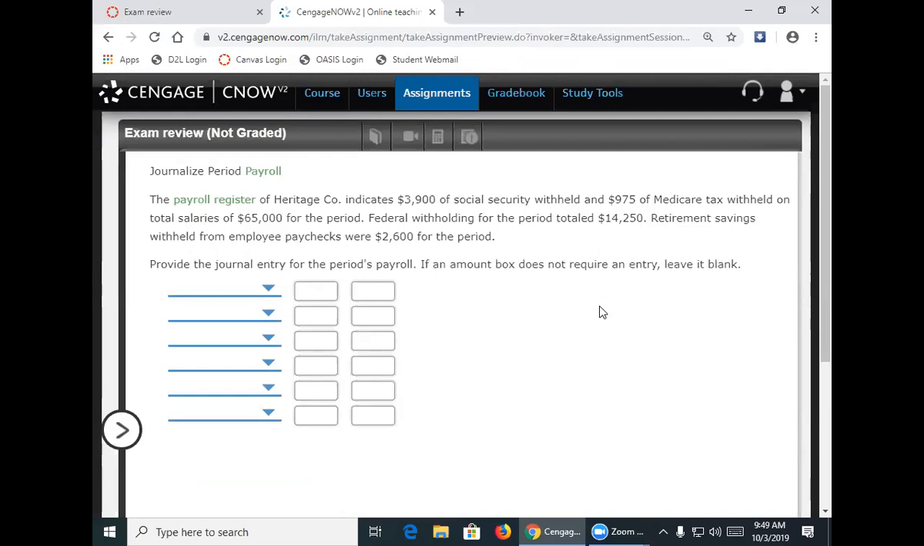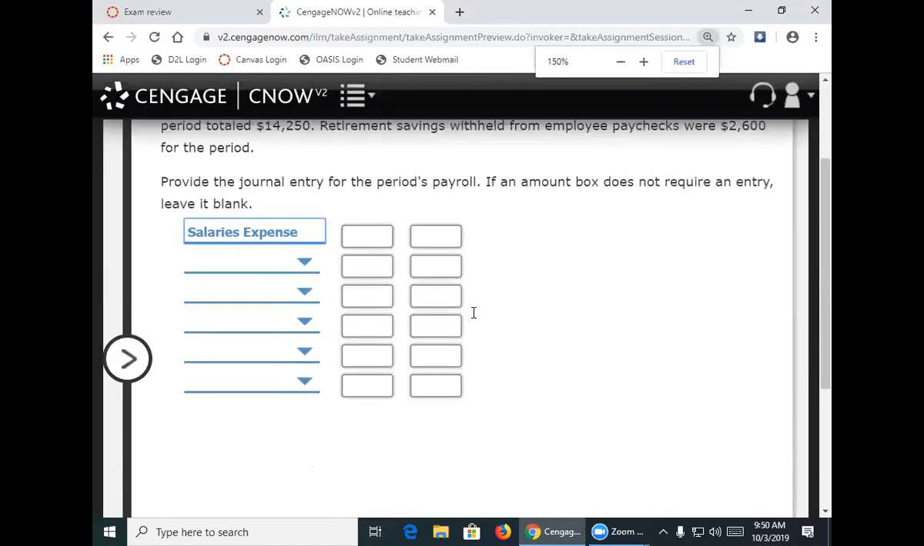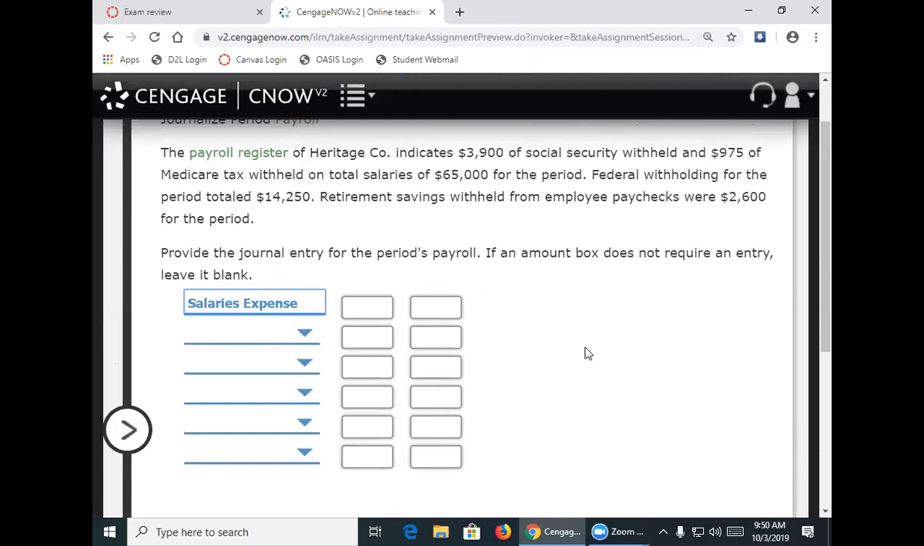When it tells you to journalize the period's payroll, are we journalizing the employee's pay or the payroll taxes? The employee's pay. So when it says to journalize the payroll, you are journalizing the employee's pay. So what do I debit? Salaries expense gets debited for how much? $65,000. Very good. So remember, when we're journalizing payroll, we always debit salaries expense for the gross pay, the $65,000.